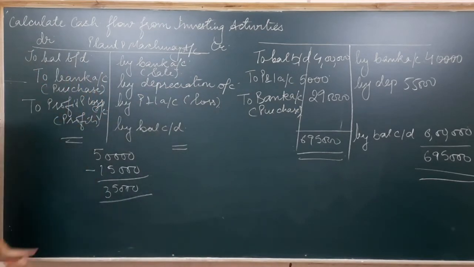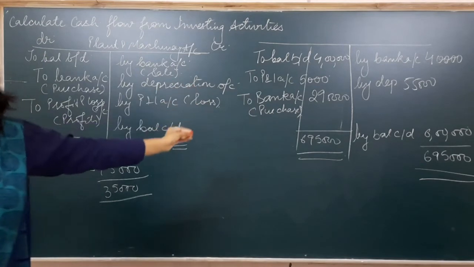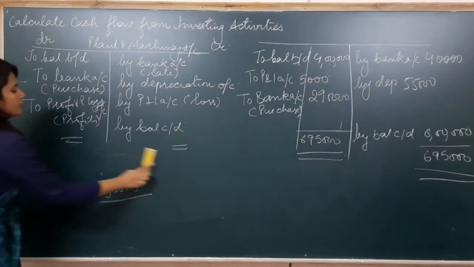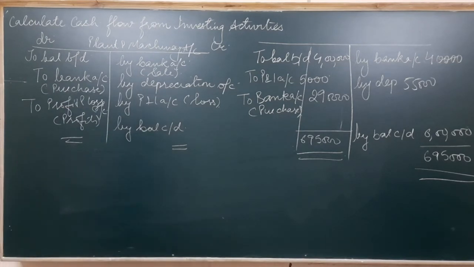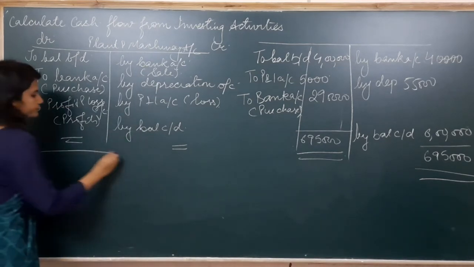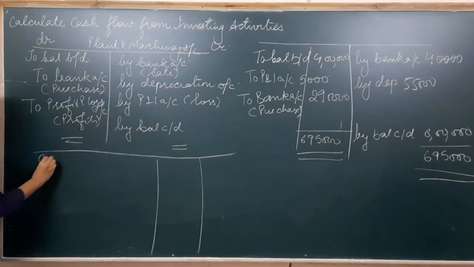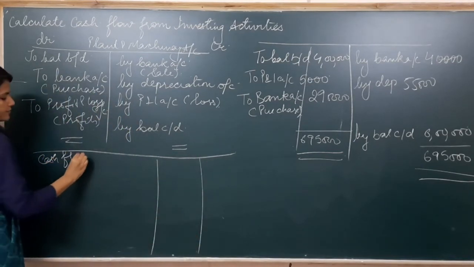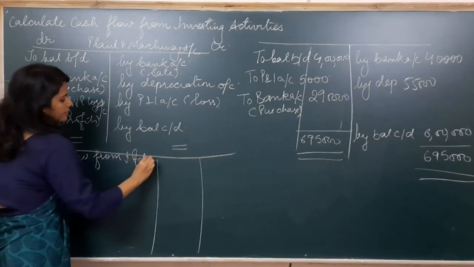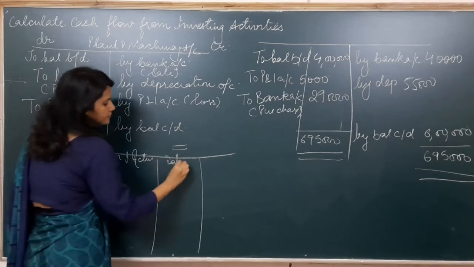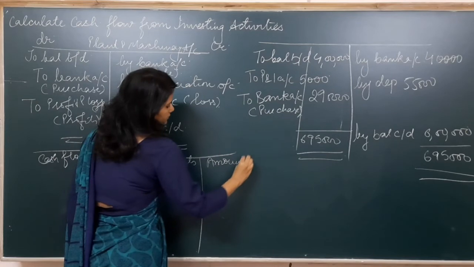So now we have to prepare the cash flow statement showing investing activities. Okay, because I told you that before solving the investing activities we have to make the account. So now let's make the account. The format will be this: cash flow from investing activities, details and amount.